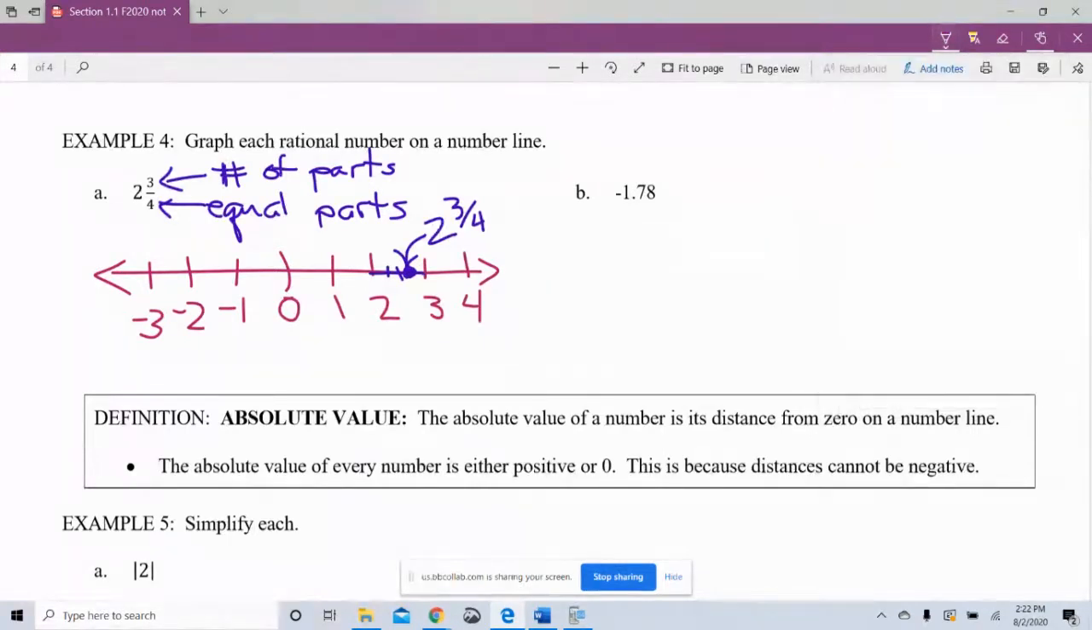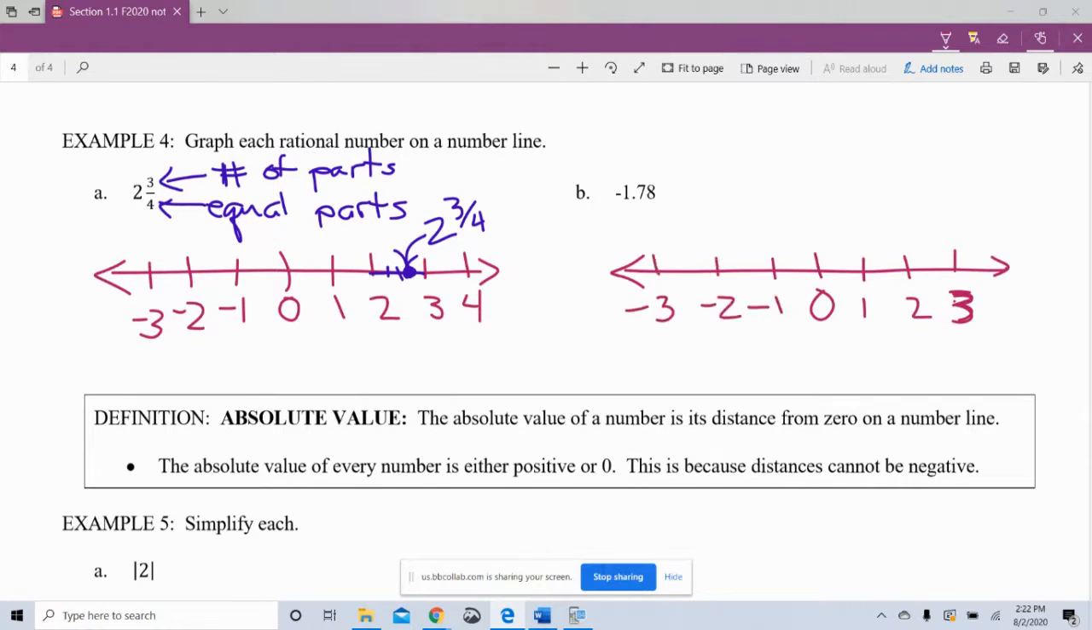This time I'm giving you a number that is in a decimal format. But once again, your positive numbers are to the right of 0, and your negative numbers are to the left of 0. That wasn't meant to be a bar, that's just a 3. So I'd have -1, -2, -3, and so on and so forth. So this is -1 and 78/100ths, right? So -1 means I'm moving from 0 to -1, but then I need 78/100ths more of the distance from -1 to -2.